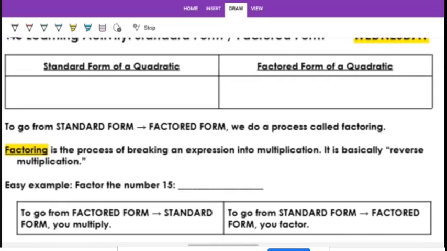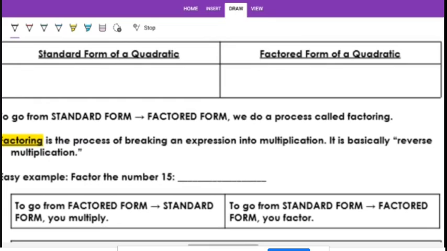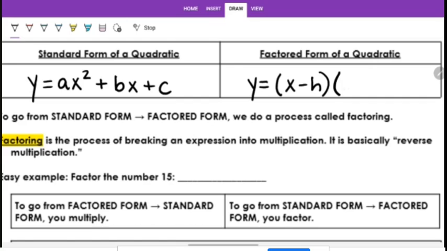So we are going to keep talking about converting quadratics between standard form and factored form. As a reminder, at the start of class, I just want to repeat the difference between standard form, which is y equals ax squared plus bx plus c, and factored form, which is y equals parentheses x minus h, and then parentheses x minus k. The difference between these two forms, and this is going to sound a little obvious, is that the factored form is made up of factors.